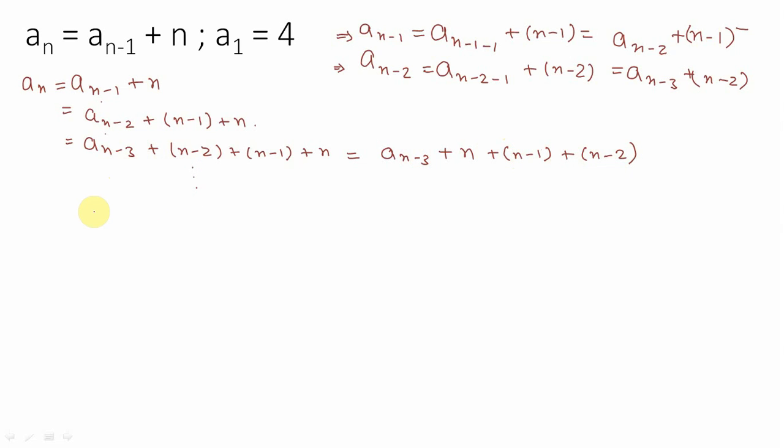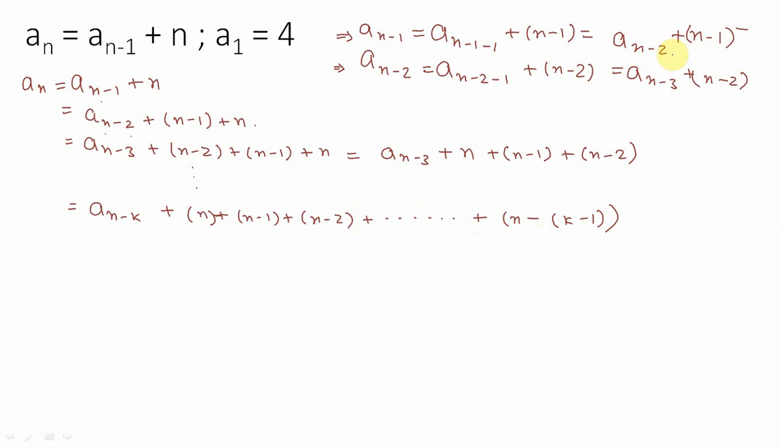I can go on doing this. So eventually I'll get a_{n-k} plus n plus (n-1) plus (n-2), and so on. I'll go up to (n-k-1), right? When it was a_{n-2}, it was up to (n-1).